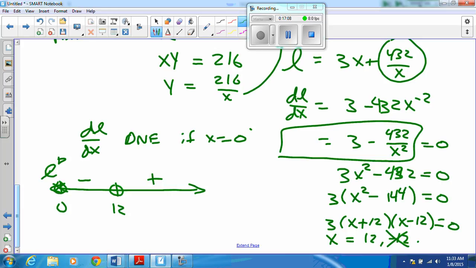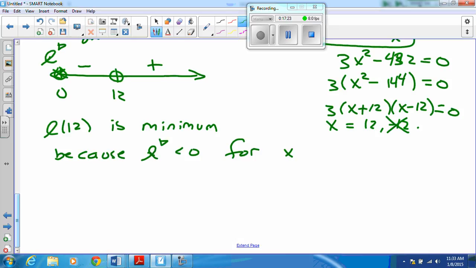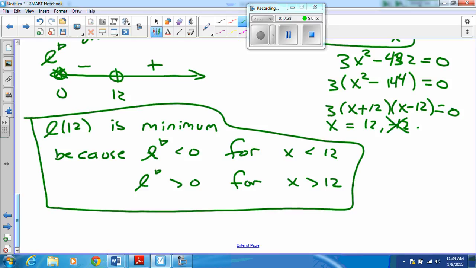And here's how I state it in formal legal language. We're going to say that L of 12 is the minimum because L prime is less than 0 for x less than 12, and L prime is greater than 0 for x greater than 12. This is the argument from the sign of L prime, and it always takes the same form. I argue for a max or a min because my derivative is negative on one side and positive on the other for the entire interval.